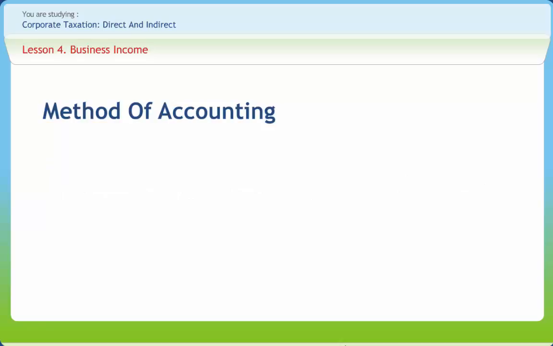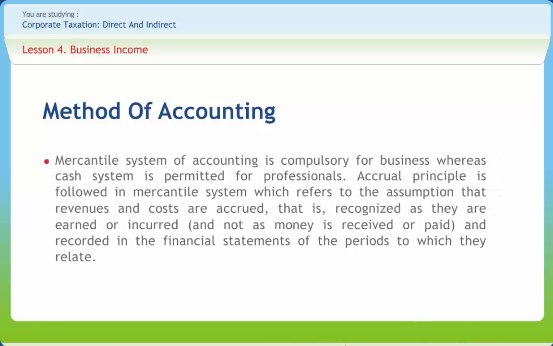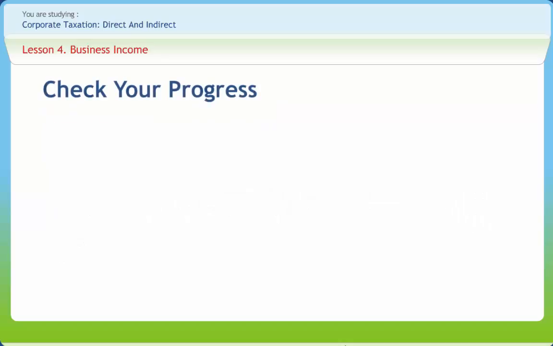Now let's discuss method of accounting. Mercantile system of accounting is compulsory for business, whereas cash system is permitted for professionals. Accrual principle is followed in mercantile system, which refers to the assumption that revenues and costs are accrued, that is, recognized as they are earned or incurred and recorded in the financial statements of the periods to which they relate. The following accounting standards are notified to be followed by all assessees following mercantile system of accounting, namely, Accounting Standard 1 relating to disclosure of accounting policies, Accounting Standard 2 relating to disclosure of prior period and extraordinary items and changes in accounting policies.